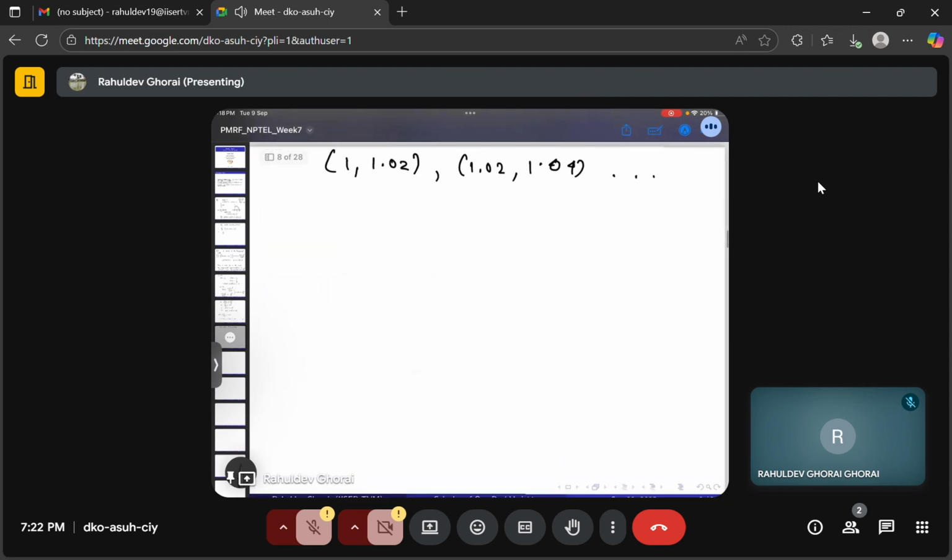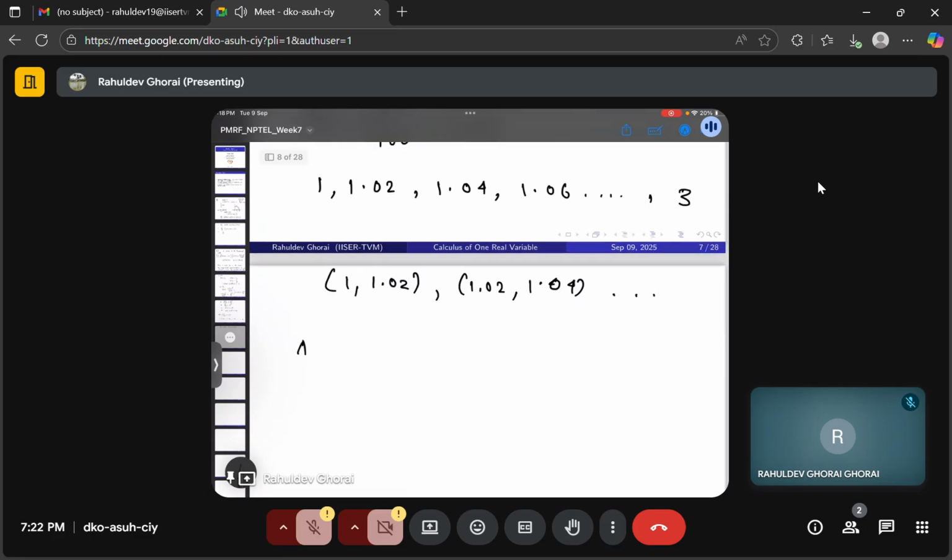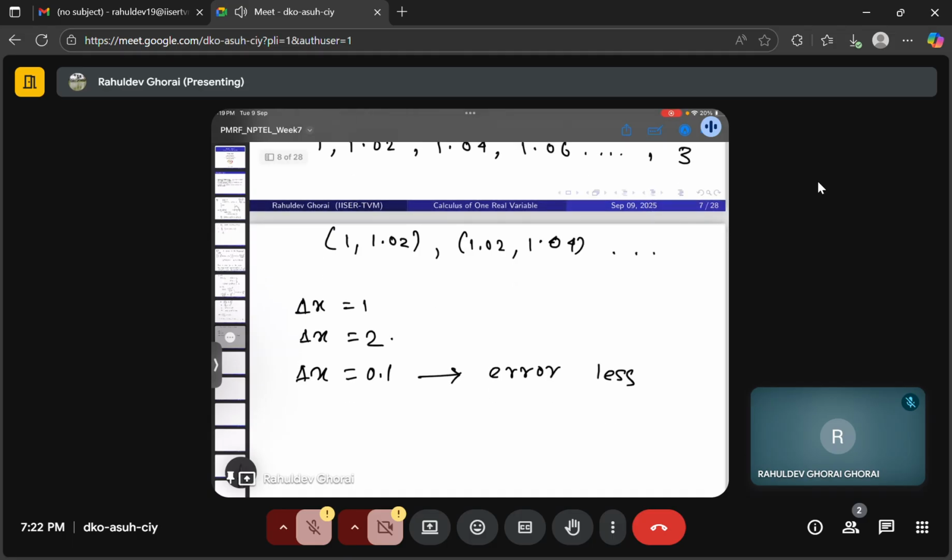Okay, so what you can do is check with different values, instead of n equal to 100, or delta x equal to 1, delta x equal to 2, or delta x equal to 0.1. You can see that for this one the approximation error will be less. For the others, the error will be much bigger.